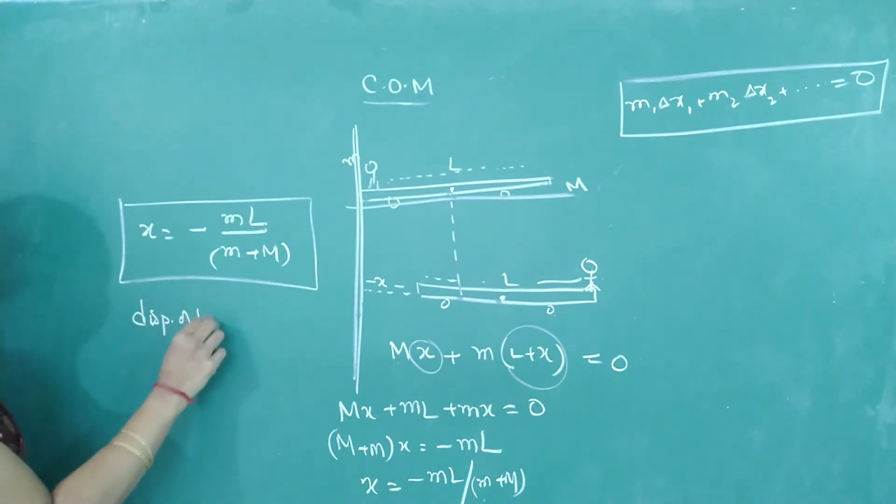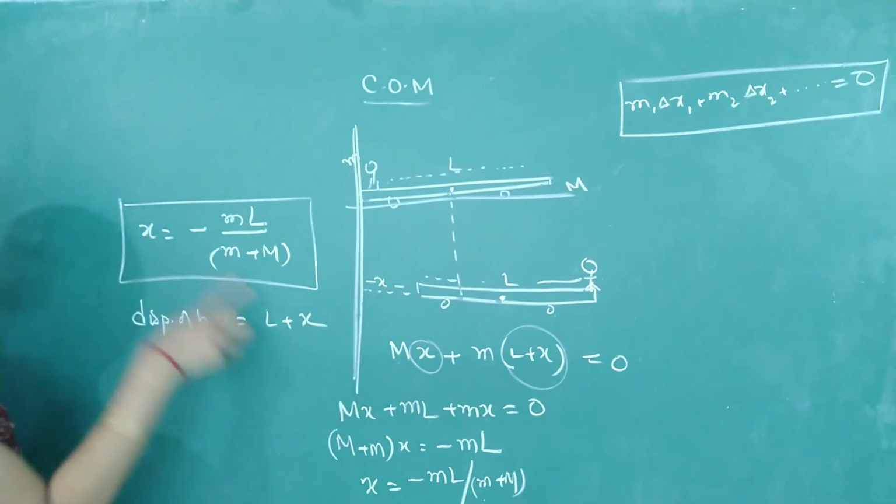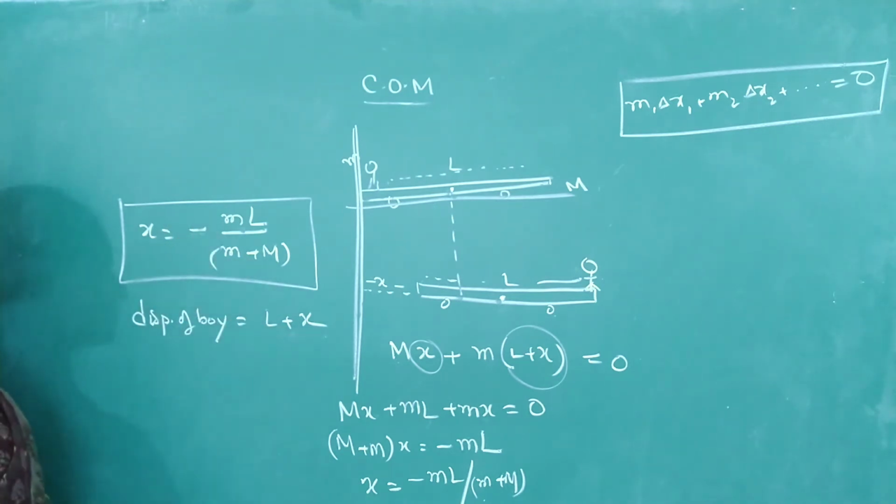Displacement of ball is L plus x. Whatever value you get, you put it here. If it is minus, write it as L minus x. Just substitute the value of x, and you will get the displacement of the ball.